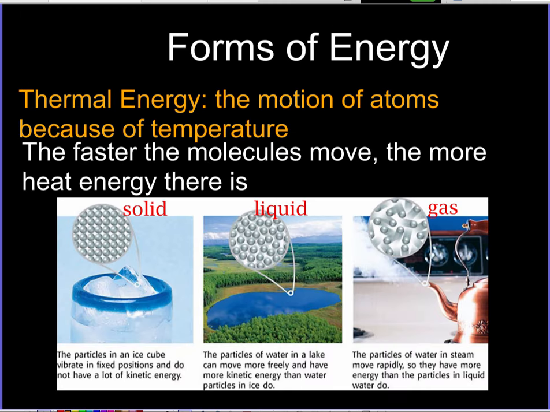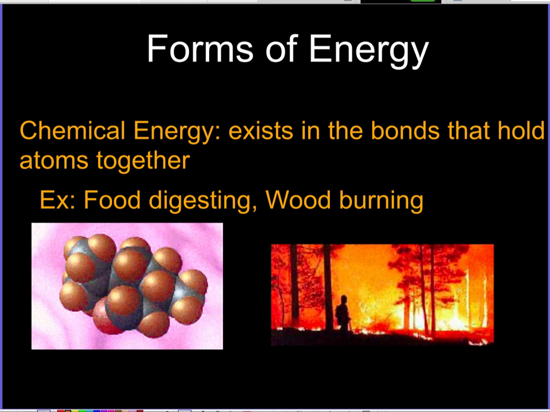Next, we have thermal energy, the motion of atoms because of the temperature. So the faster those molecules are moving around, the more heat that we're going to have. So when we're building a fire and we have a fire going, the heat that we feel off of the fire, that would be thermal energy. Chemical energy is the bond that holds atoms together. So like anytime we eat food, our body is storing that energy, and that's chemical energy that it's storing, so we would have the ability to move. So another example of that would be batteries or like chemicals that you would use to burn something.